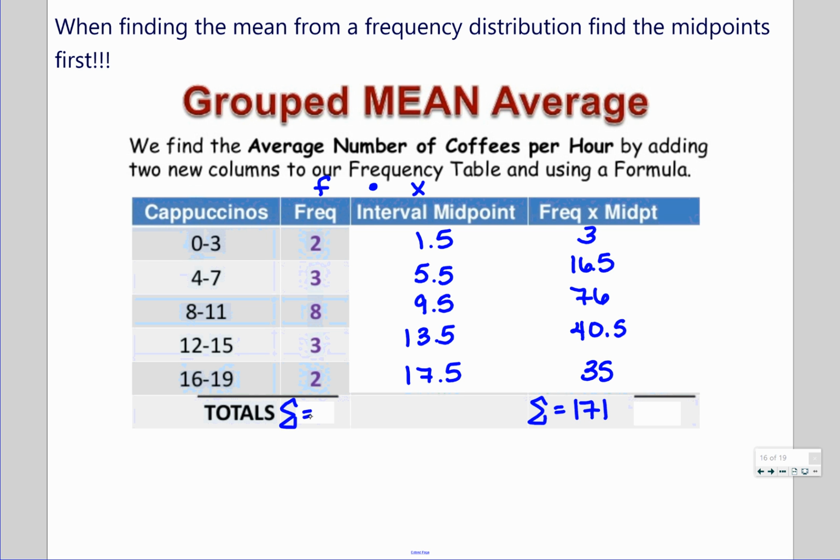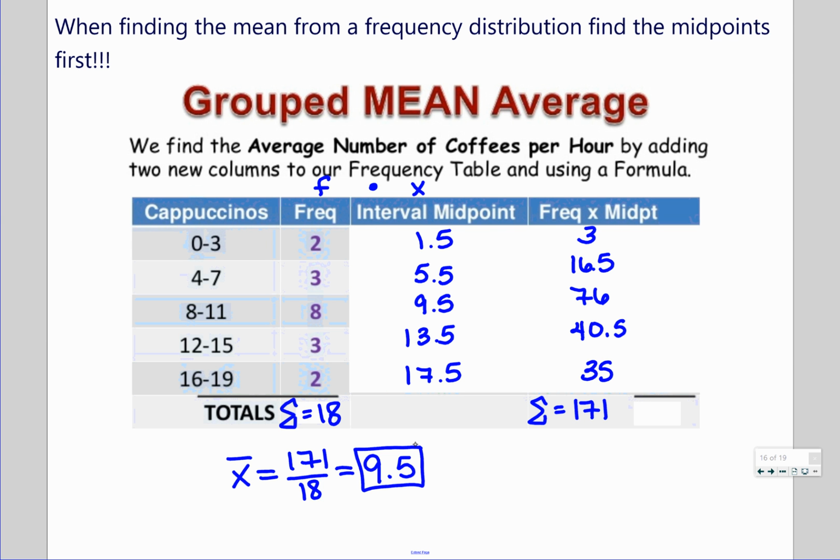Sum of my frequencies, again, is going to give me n. So 2 plus 3 plus 8 plus 3 plus 2 gives me 18. To find my sample mean, my x bar, 171, which is the sum of all the x values times their frequencies, or in this case, the midpoints times their frequencies, divided by the sum of all the frequencies, which is my n. So 171 over 18, 9.5. Okay. Questions getting a group mean, weighted average.